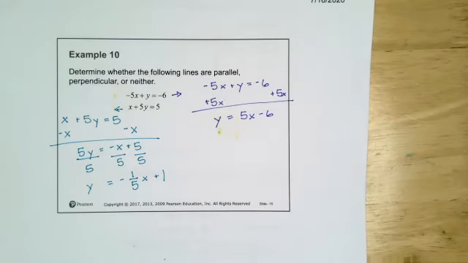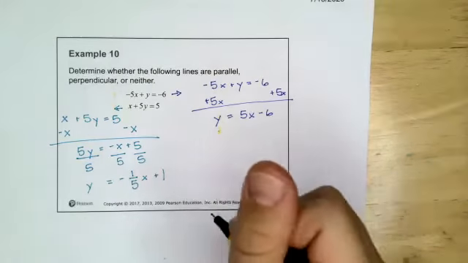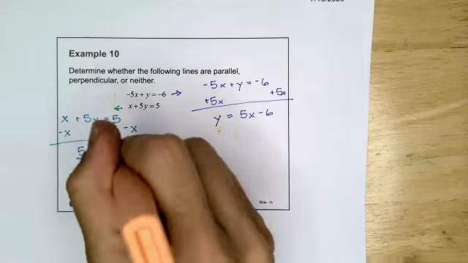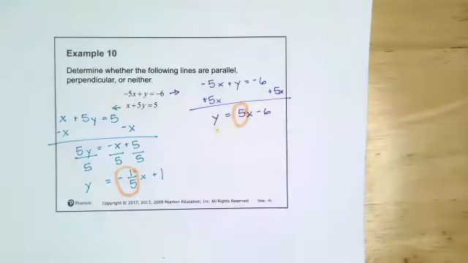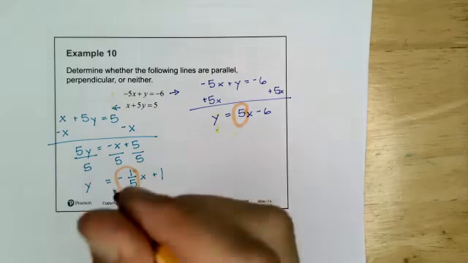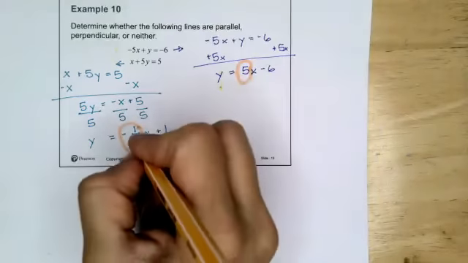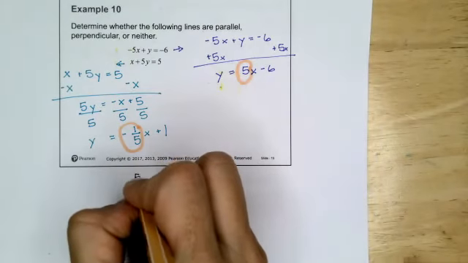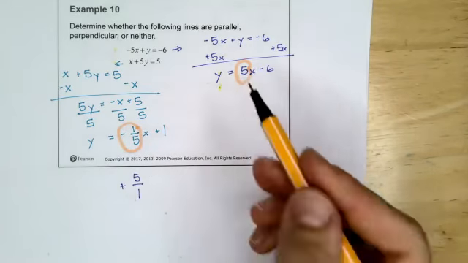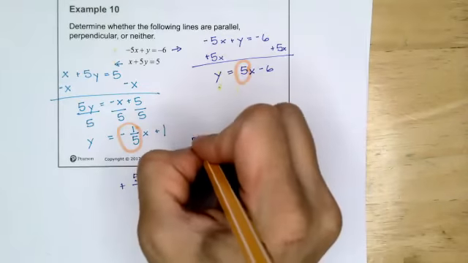Good. All right, so we're only looking at our slopes. This one's a negative 1/5, and this one's a positive 5. Are those the same? No, so they are not parallel. Are they opposite reciprocals? What is the opposite reciprocal of negative 1/5? I would flip those, so it would be 5/1, and instead of a negative, it would be a positive. Positive 5/1 is the same as 5, so these are perpendicular.